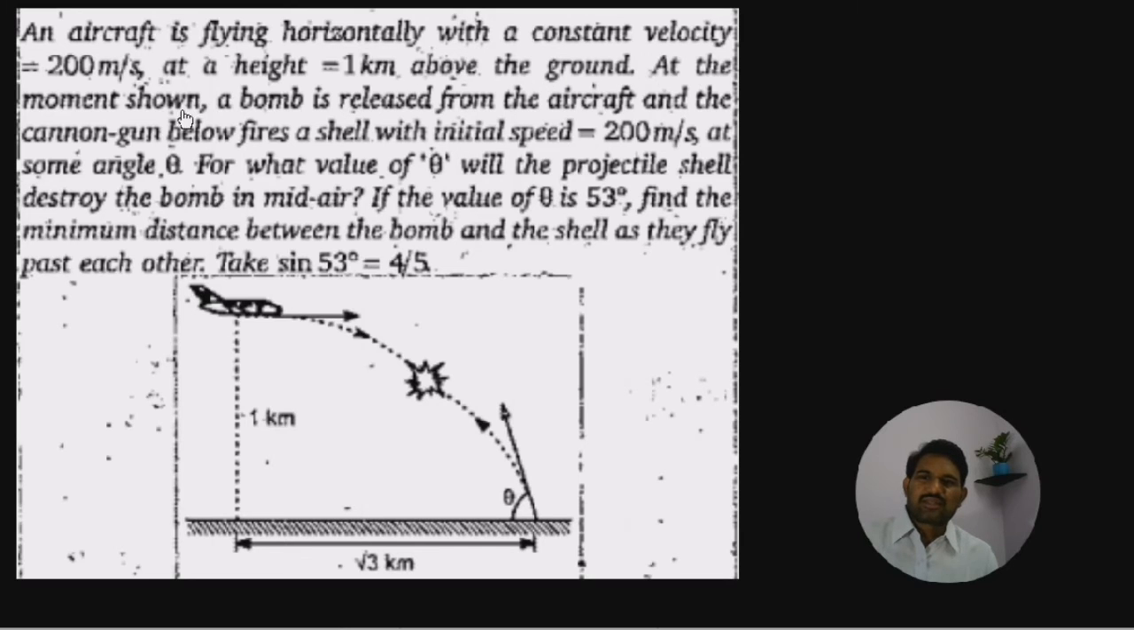At the moment a bomb is released from the aircraft, the cannon gun below fires a shell with an initial speed of 200 meters per second at some angle theta. For what angle theta will the projectile shell destroy the bomb in midair? If the value of theta is 53 degrees, find the minimum distance between the bomb and the shell as they fly past each other. Take sin 53 equal to 4 by 5.